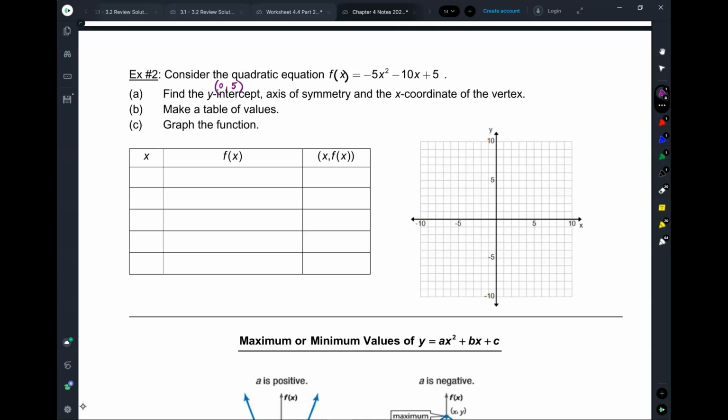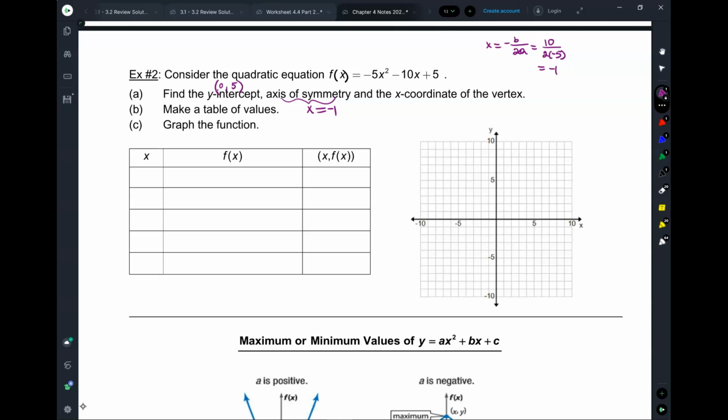Okay. Axis of symmetry. It's going to be x equals negative b over 2a. So 10 over 2 times negative 5. How much is that? Negative 1. So for axis of symmetry, you have to write x equals negative 1. X equals, not just negative 1, please.